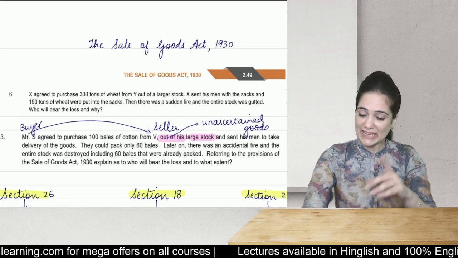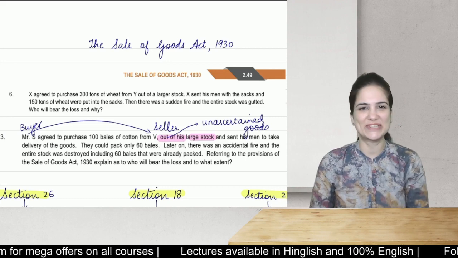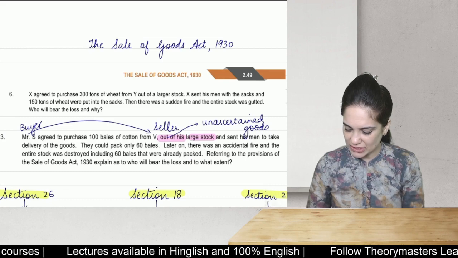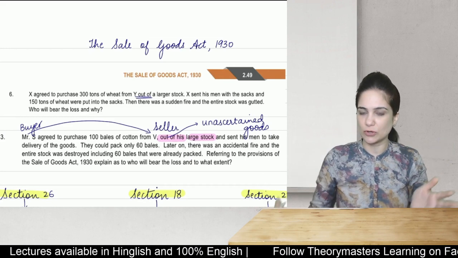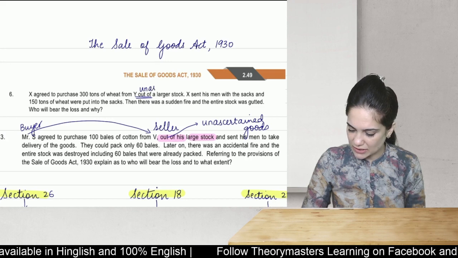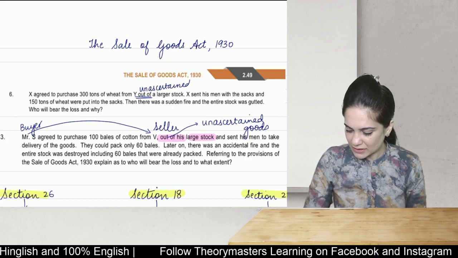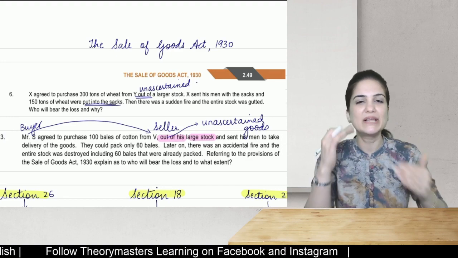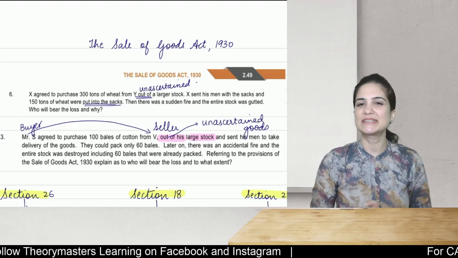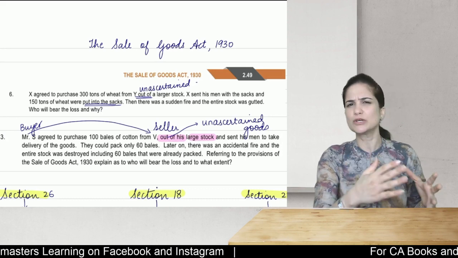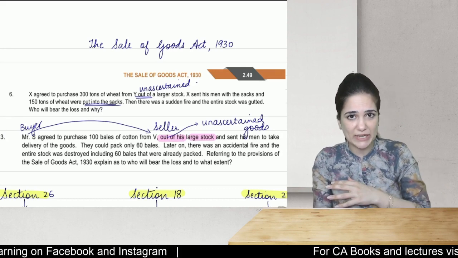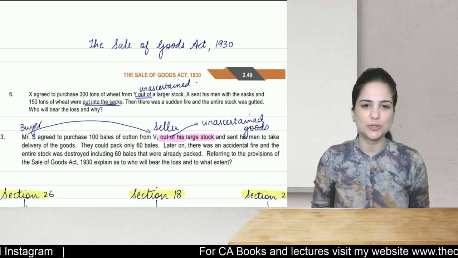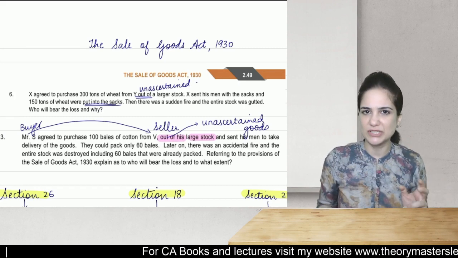Now, there is actually some error in the question, I think. On one hand, they are saying that he agreed to purchase 300 tons out of a larger stock. It means the goods are uncertain. And they are also saying that the goods were put into sacks. It means they were put in deliverable state, which is actually a characteristic of specific goods. Specific goods are not in deliverable state, so they are to be put in deliverable state. Ownership is transferred when the goods are put in deliverable state and the buyer comes to know about it. I don't know why they have merged these two.